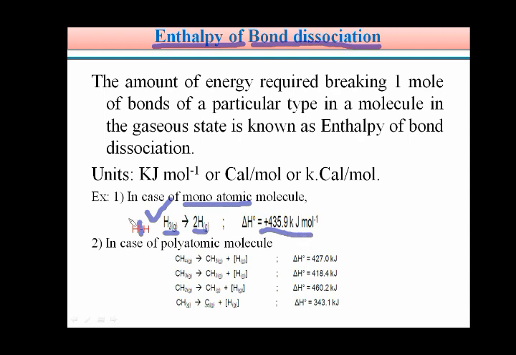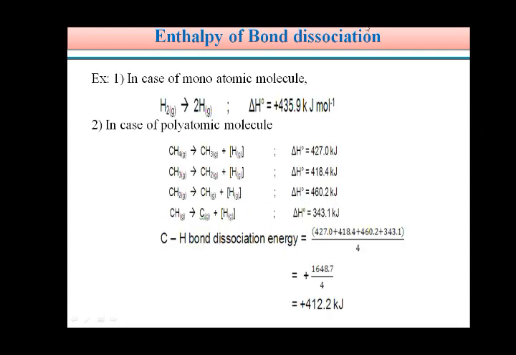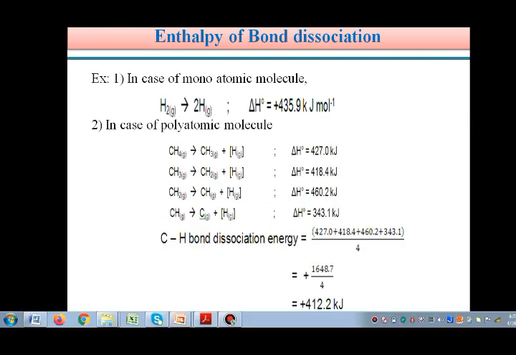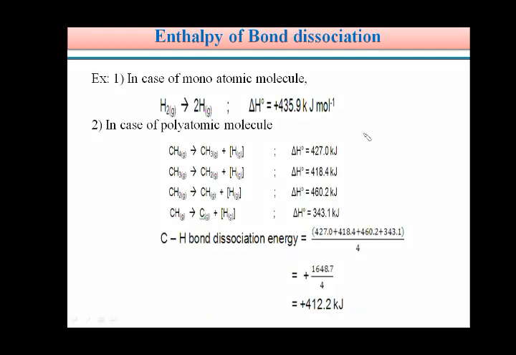Therefore, the amount of energy required to break 1 mole of bonds of a particular type in a molecule which is in gaseous state is known as the enthalpy of bond dissociation. Students, in case of a monoatomic molecule, in this manner we can take it. But what we can do in case of a polyatomic molecule, we can see with an example. In case of a polyatomic molecule, we can calculate the enthalpy of bond dissociation in this manner.